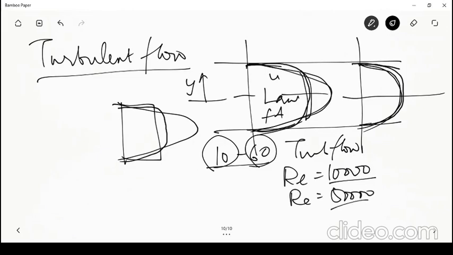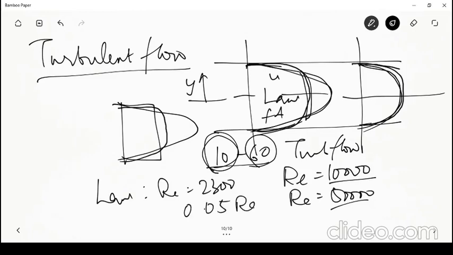Okay, let us say I take Reynolds number equal to 10,000, then it will be closer to this end. But if I take Reynolds number equal to, let us say, 50,000, then it will be closer to this. Whereas for laminar flow, let us say Reynolds number is 2300, then 0.05 times Re would actually be 0.05 times this, which will be 125.